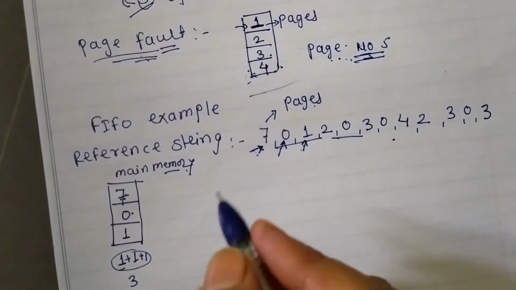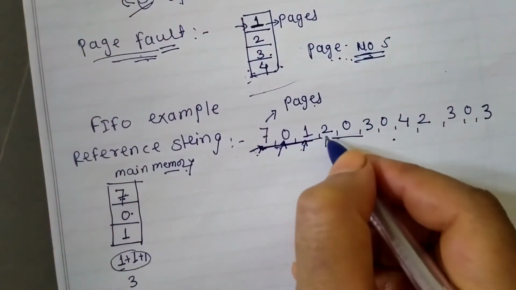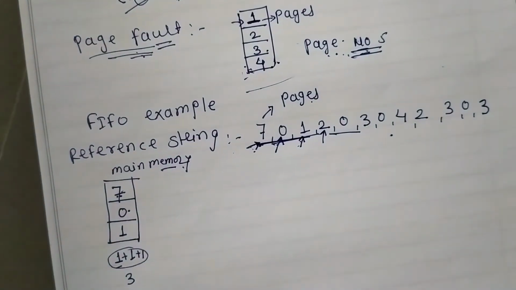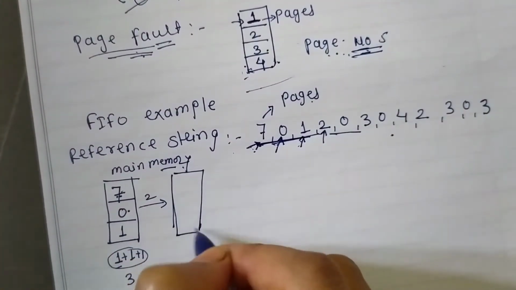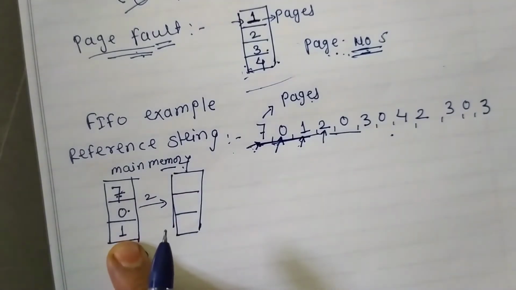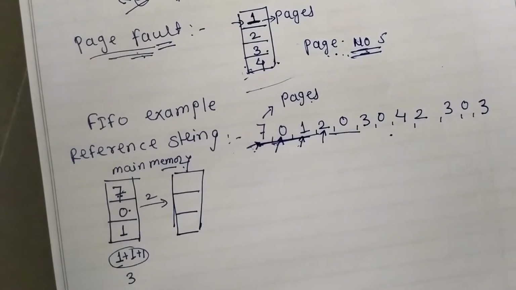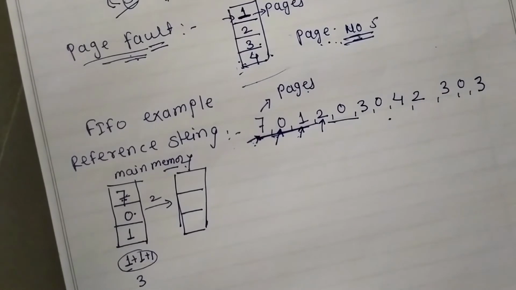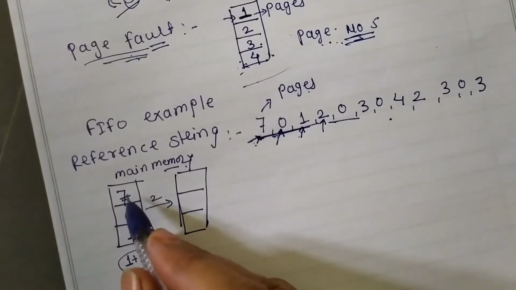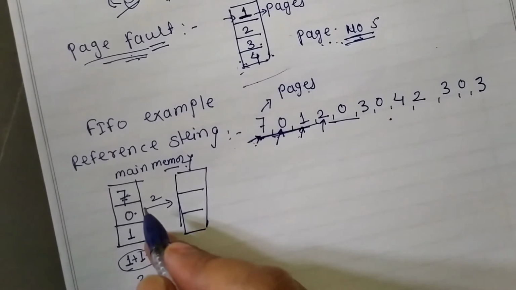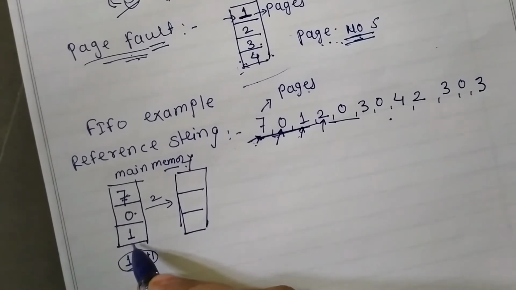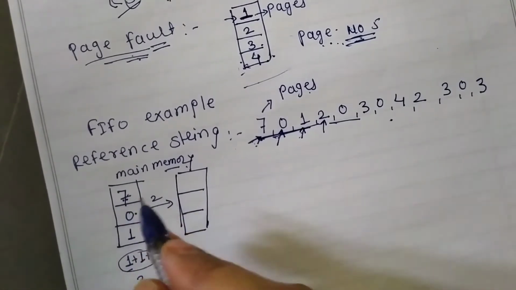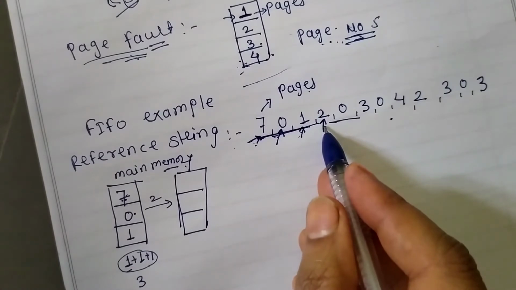Next, this is over. Now the next reference string is 2, so we have to store 2. Is 2 available in the main memory? It is not, and all the frames are occupied. No frame is available for storing. So we have to pick one page number to be removed from the main memory. Either 7, 0 or 1 has to be removed for storing the page number 2.